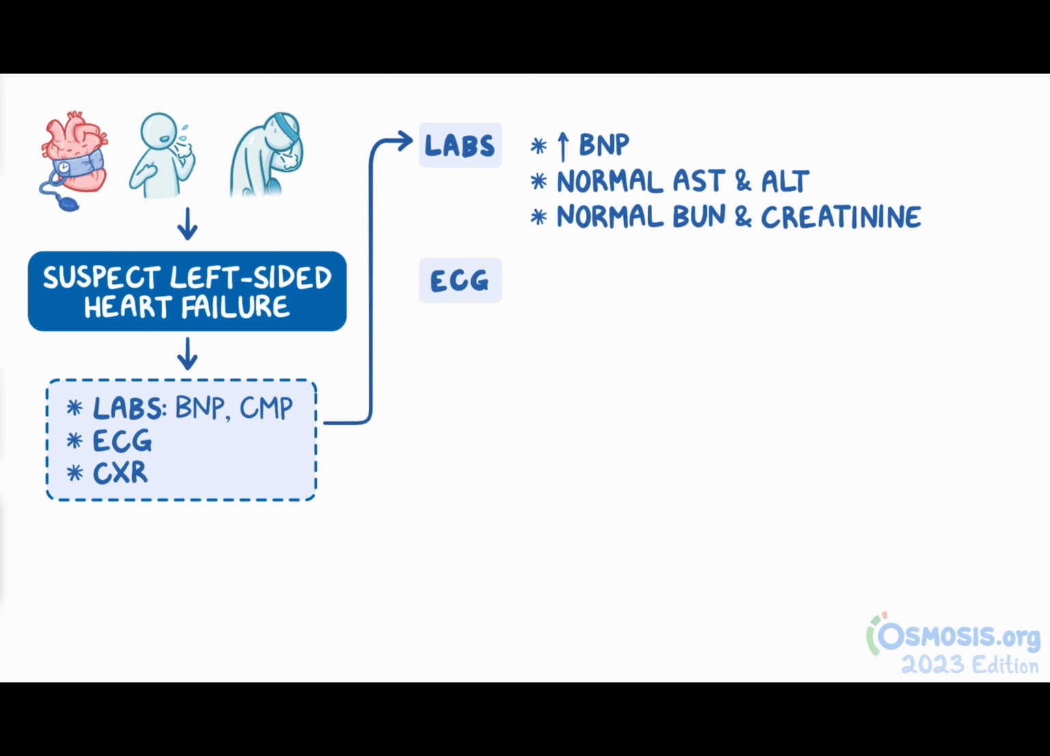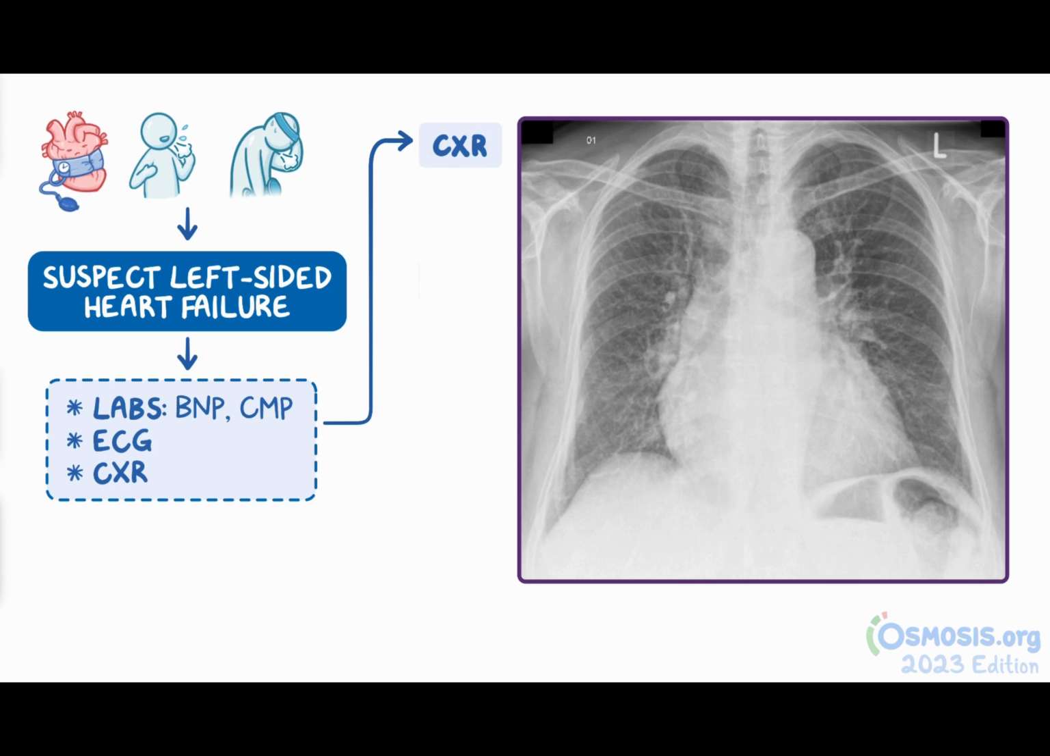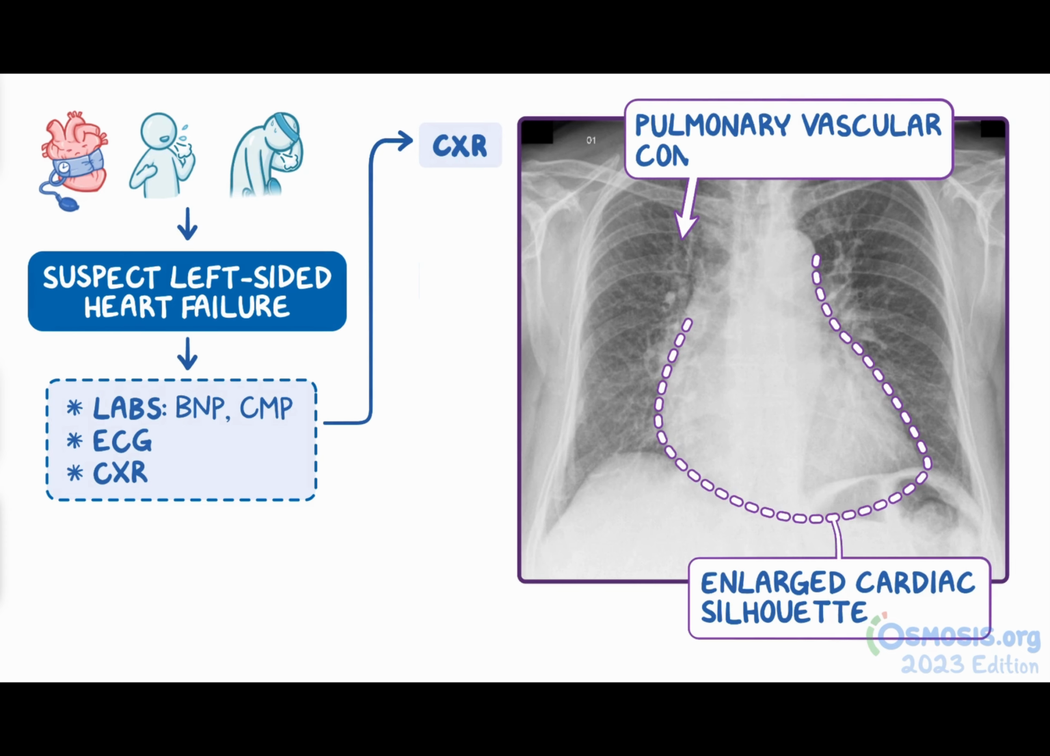Next, the ECG might demonstrate findings consistent with LHF, such as left axis deviation, left atrial enlargement, and left ventricular hypertrophy, but also it might reveal precipitating factors like ischemia. Lastly, the chest X-ray typically shows an enlarged cardiac silhouette and pulmonary vascular congestion. If you see these findings, you should suspect left-sided heart failure.